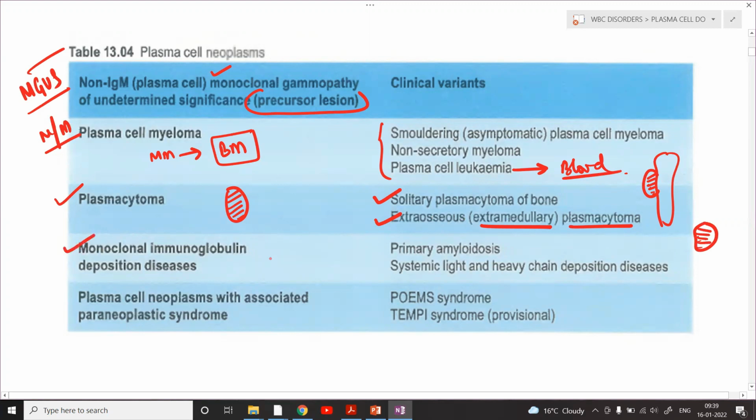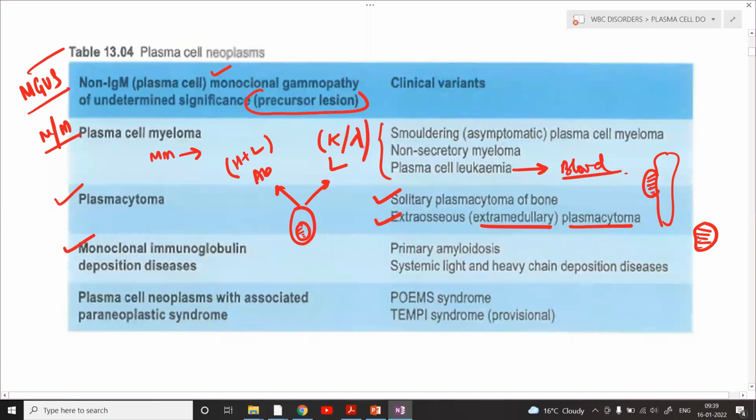Then we have monoclonal immunoglobulin deposition disease. Sometimes the neoplastic plasma cells, just remember, secrete two things. They might secrete a complete antibody, comprising a heavy chain plus a light chain, or they might secrete just a light chain. This light chain can either be of kappa or lambda variety. So these are the two contents released by the plasma cell.